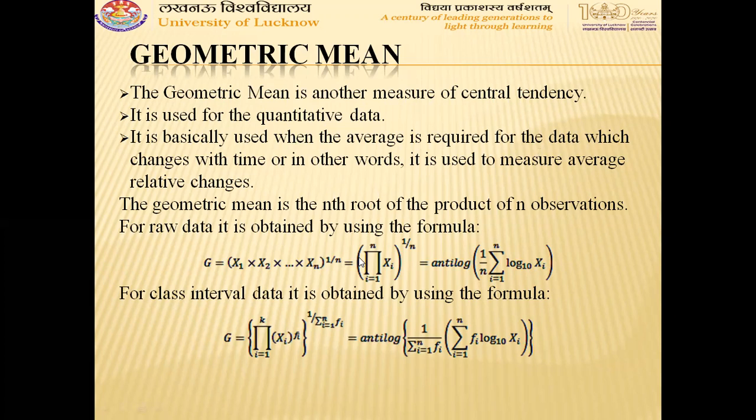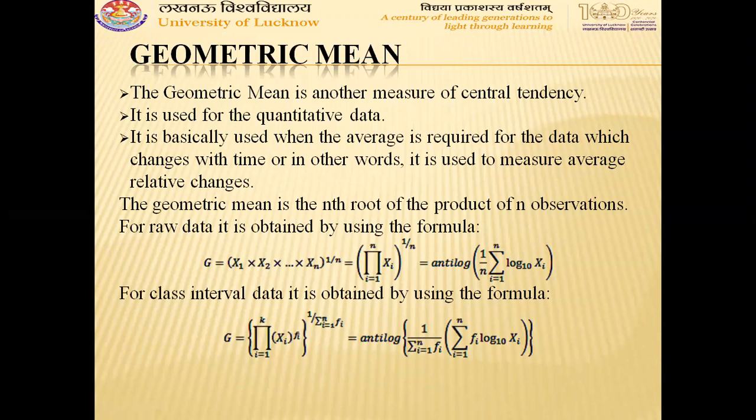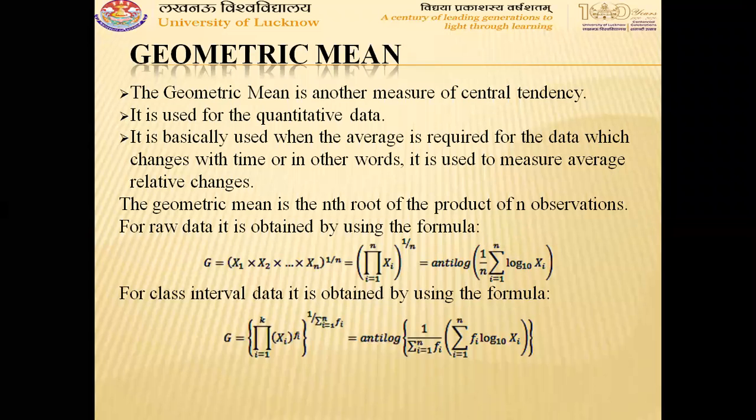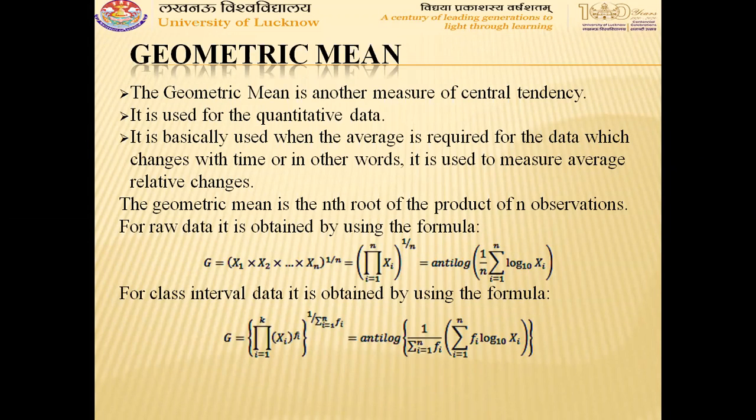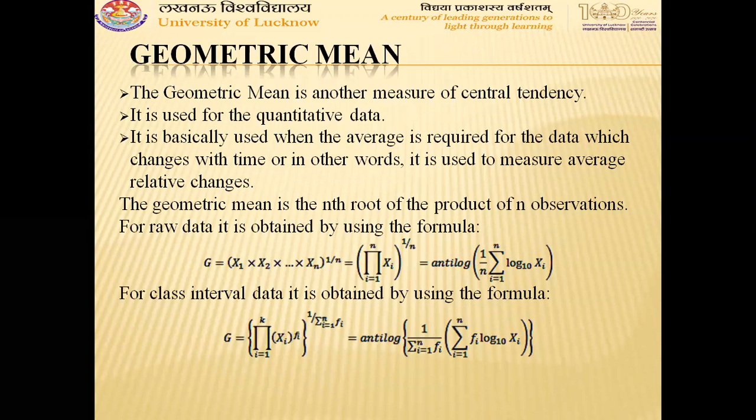Pi means product of n terms, so it will be x1 to the power f1 into x2 to the power f2, and so on, up to xk to the power fk. And summation fi can also be written as capital N, which is the total frequency. In terms of log and anti-log, we can write the geometric mean for class interval data as the anti-log of 1 upon summation fi into summation fi log of xi.